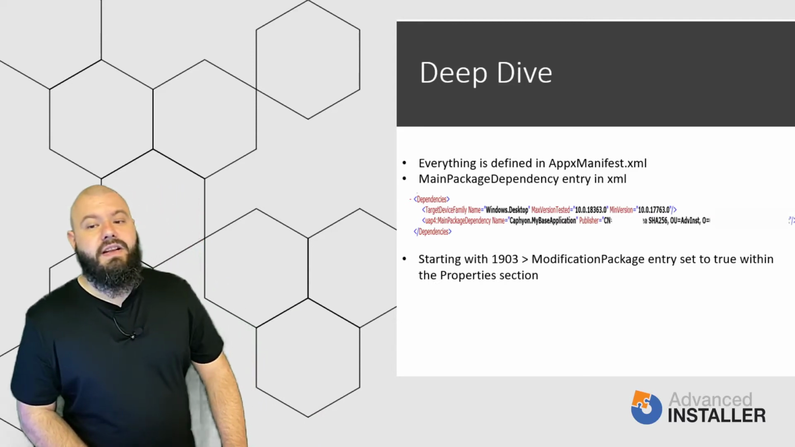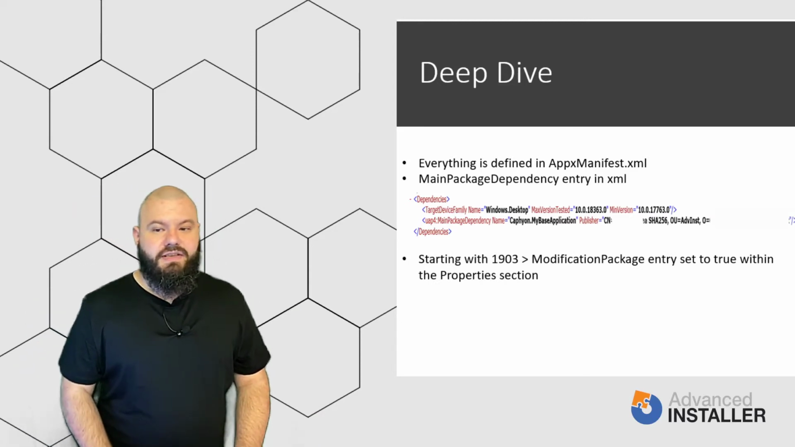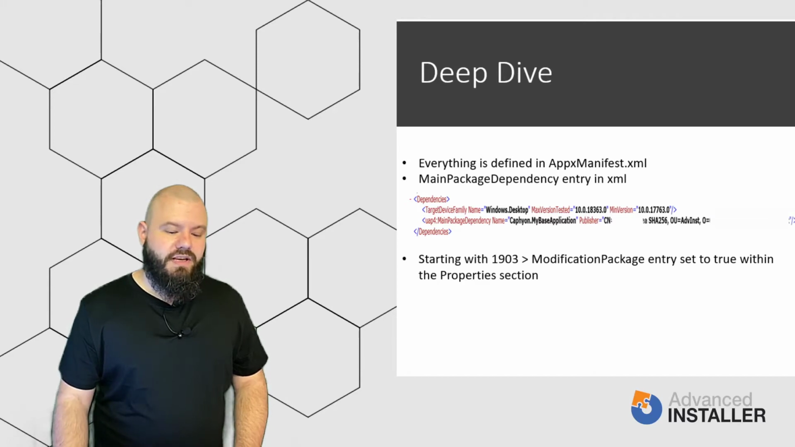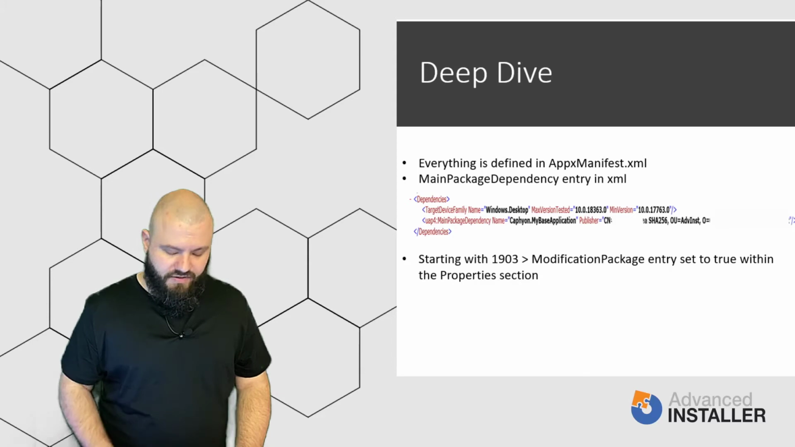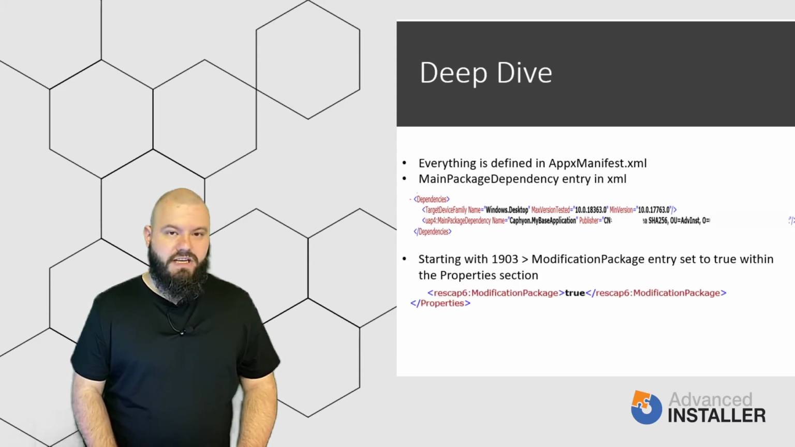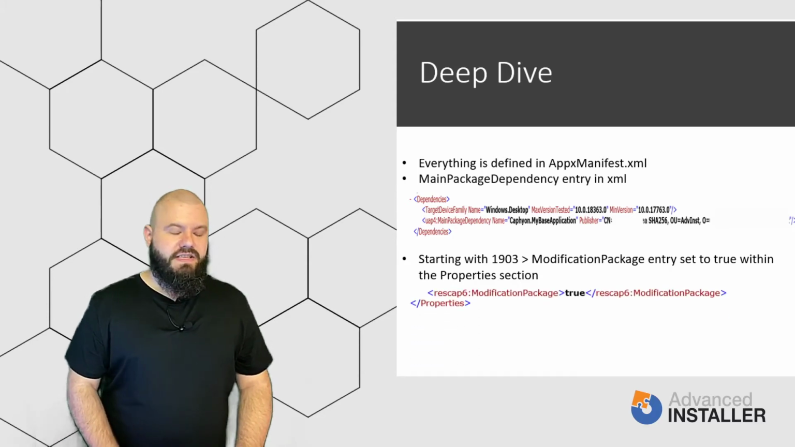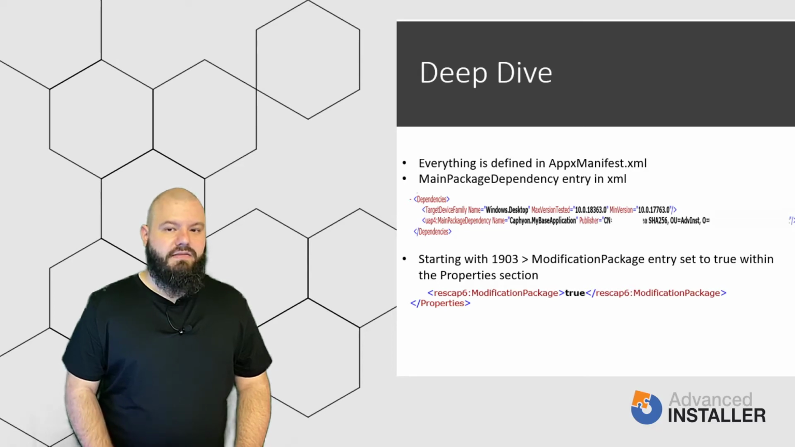Moreover, in the light of the new MSIX features, starting with Windows 10 1903, the manifest file of the MSIX modification package must also have the modification package entry set to true within the properties section. And if we have a look, it will look something like this. It's easy. Advanced Installer does it automatically either way.